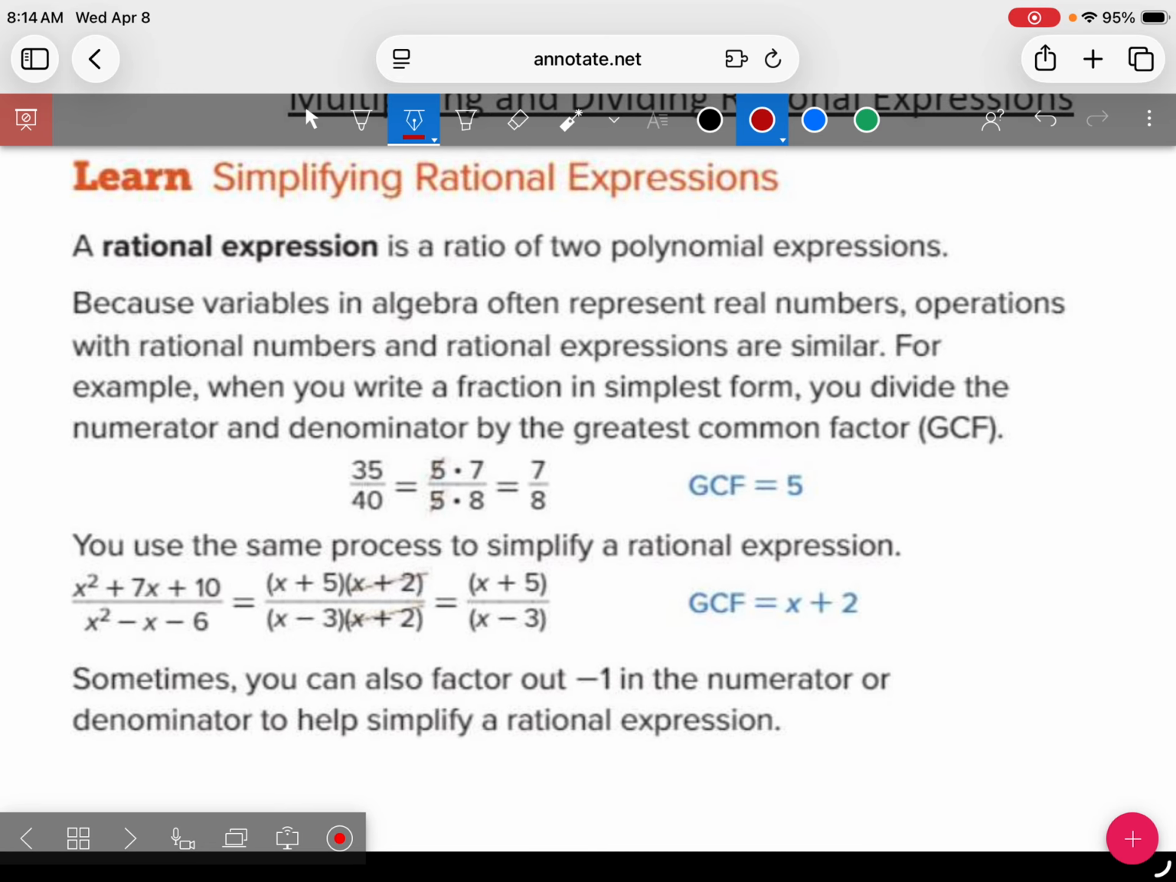So when you simplify, you're taking out your GCF. A GCF could be a number. So for example, 35 over 40 can be written as 5 times 7 over 5 times 8. If you cancel out the 5s, this is what you're left with. Or your GCF could be a factor. So if we factor this down, we get x plus 5, x plus 5, x plus 2. Your denominator would factor down to x minus 3, x plus 2, and what would cancel is your x plus 2. That's the GCF.